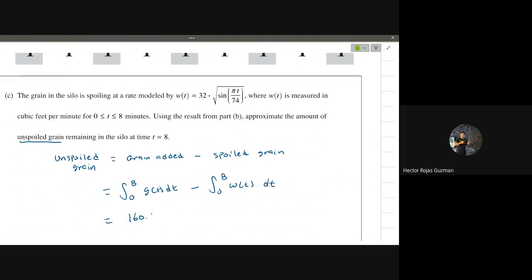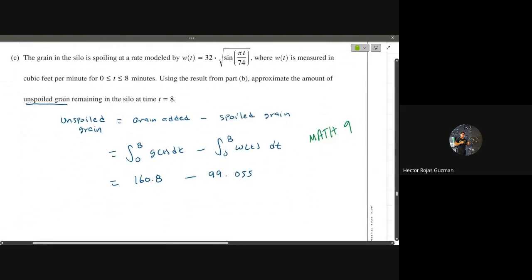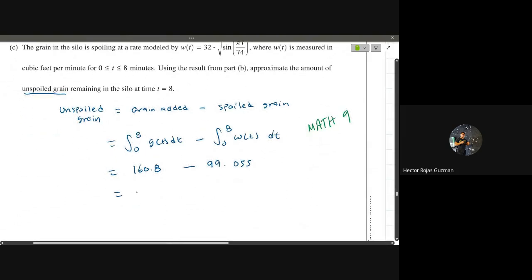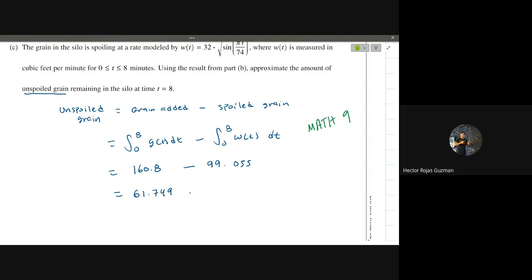This is 160.8, and then the value of the second integral, you're going to find it by taking your calculator and using math 9. You should not be trying to take derivatives or integrals by hand, especially if you have a calculator. So this is 99.055, which gives us 61.749 cubic feet of unspoiled grain.